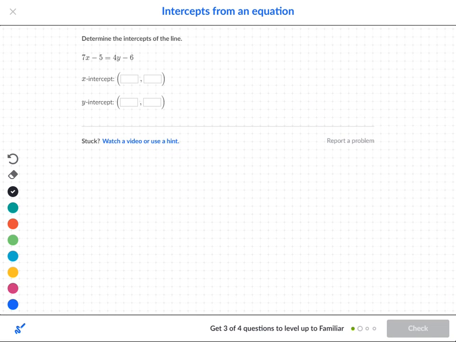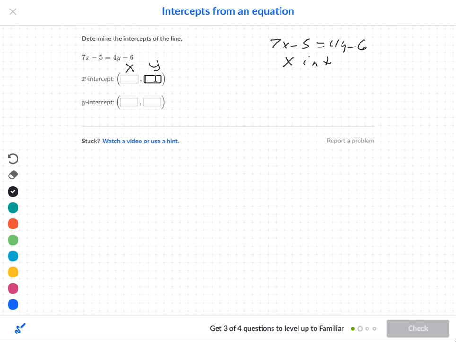Okay, next question. We have 7x minus 5 equal to 4y minus 6. So we're going to do the x-intercept. Now this column is your x, this is your y. If we're talking about the x-intercept, we only want a number for the x. We didn't talk about the y. Whatever you don't talk about becomes 0.